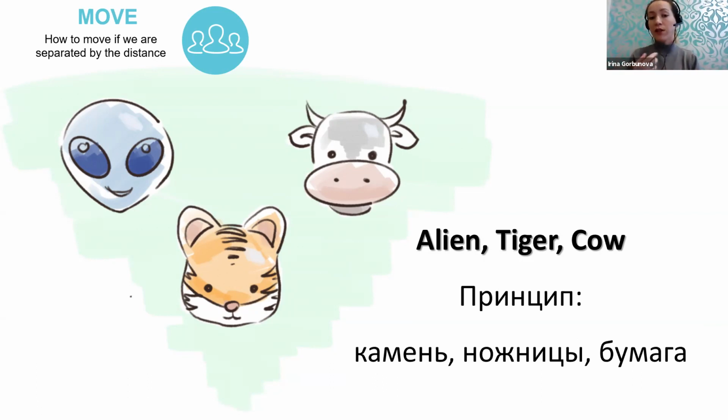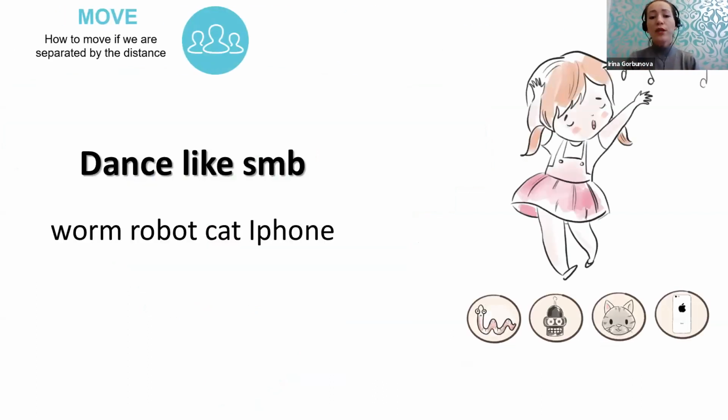Now we can even train new vocabulary with the help of the active game. One more thing is dance like somebody. For example, I ask my students, how do worms actually dance? Have you seen them? Well, they're so funny. Let's just imagine how they can dance. How do robots dance, and other things?